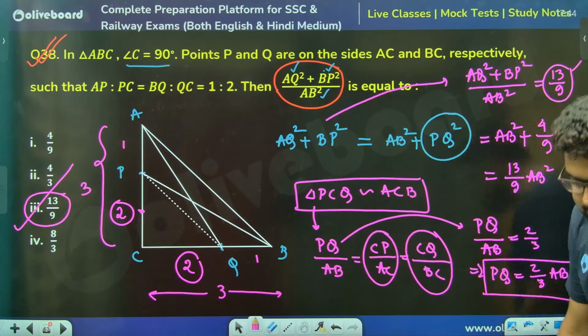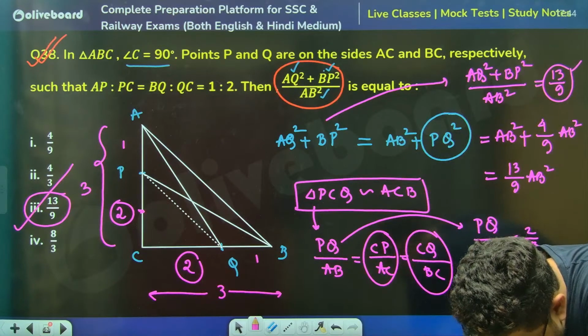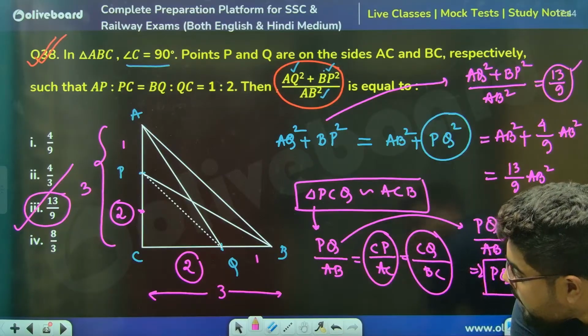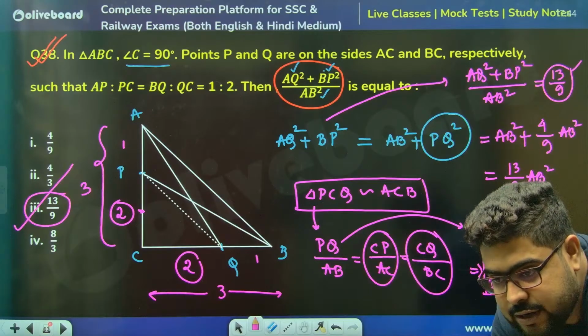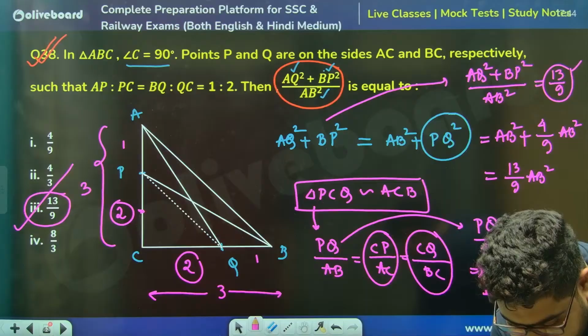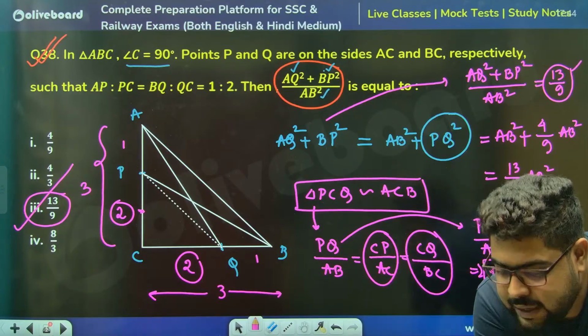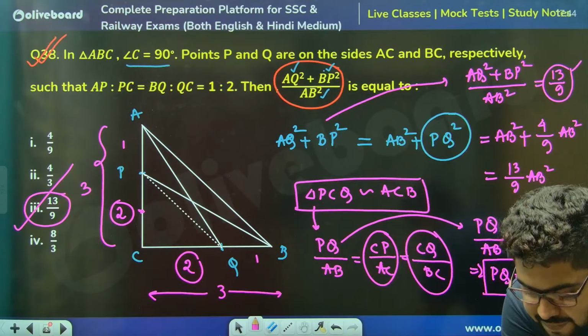PQ is the hypotenuse for the smaller triangle. Yes, that is the hypotenuse for the smaller triangle.